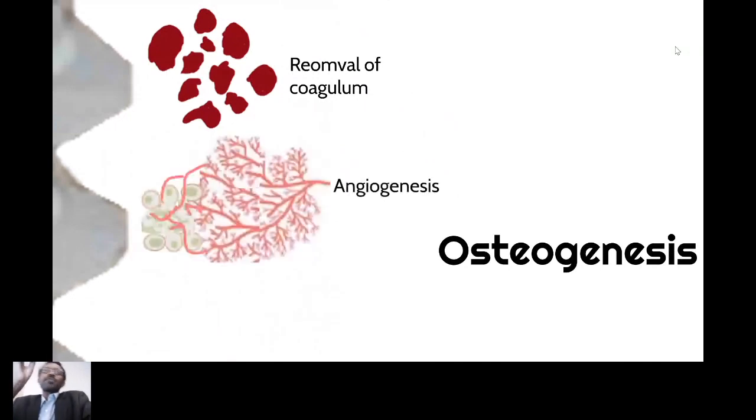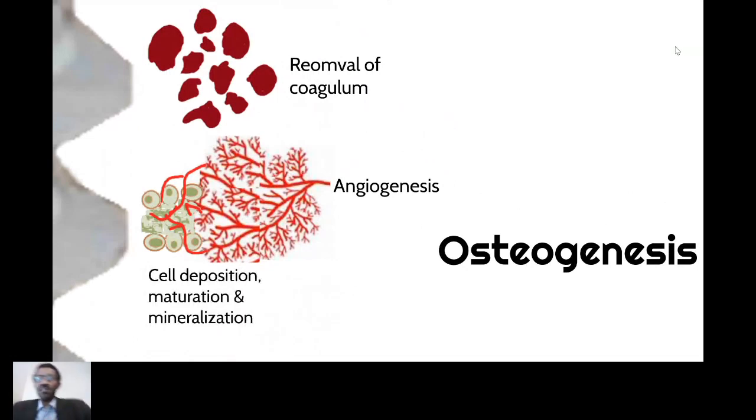So the coagulum starts being removed, and then angiogenesis starts, the new smaller blood vessels come, and these will act as transportation for all the other cells to reach the implant surface. And after this, once the cells reach here, we have cell deposition, maturation, and mineralization. This will initiate the next stage, the osteogenesis process itself. And once all these progenitor osteogenic cells start attaching to the surface, you get the final stage, which is bone remodeling and maturation.